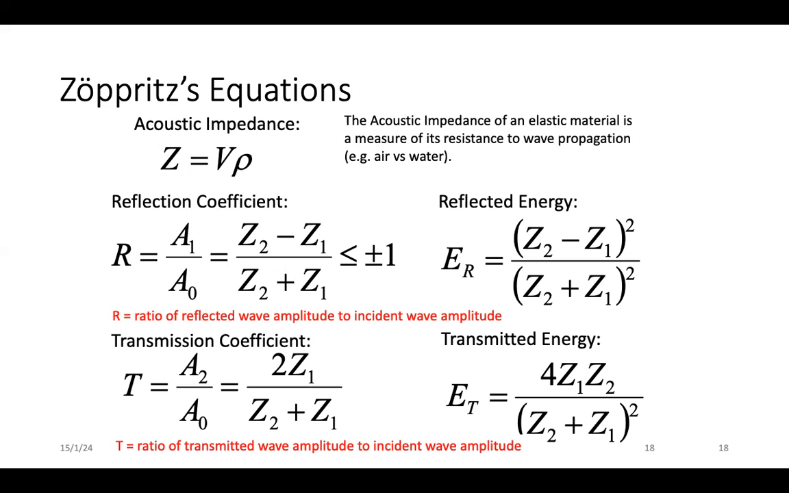So how much energy goes through is going to be 2Z1 over Z2 plus Z1. And that determines how much energy will pass through the interface and continue down to give you deeper reflections. If you wanted to understand it in terms of energy, the relationships are given on the right-hand side. It's just the square of those. But effectively, this describes how strong your reflections are going to be in seismology. The bigger the contrast between Z2 and Z1, the stronger your reflection is going to be.